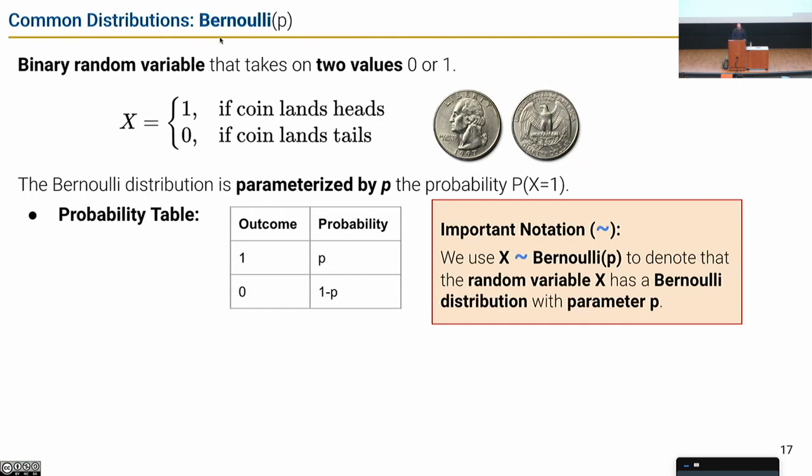So Bernoulli distribution is a distribution over binary random variables taking on the value 0 and 1. So we have our probability table. So probability of outcome 1 is P. Probability of outcome 0 is 1 minus P. Important piece of notation, this little character here, this says x is distributed according to a Bernoulli distribution. So it's a way of saying the distribution of random variable is this distribution on the right. And we'll talk about some more named distributions in a moment.